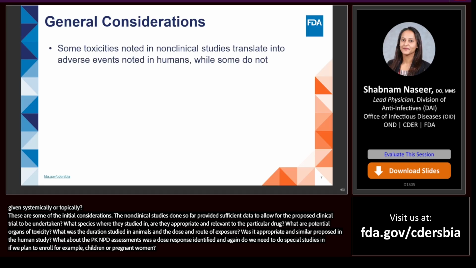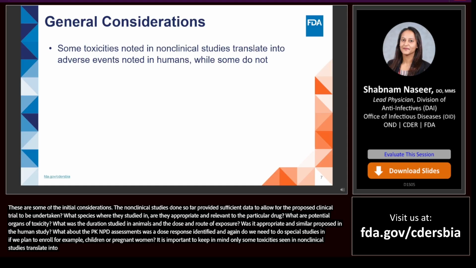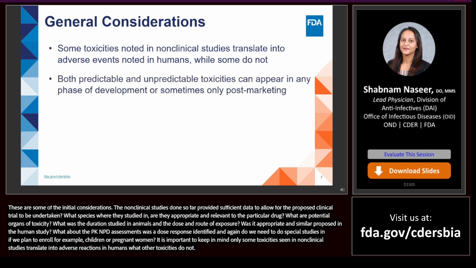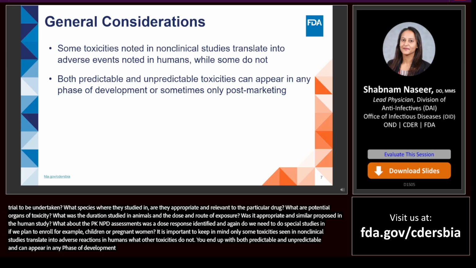So it's important to keep in mind that only some toxicities that are seen in non-clinical studies translate into adverse reactions in humans, while there's other toxicities that do not. And so you end up with both predictable and unpredictable toxicities, and these can appear in any phase of development, and sometimes you actually only see them in the post-marketing setting. It really depends on the size of your safety database that was available pre-market.